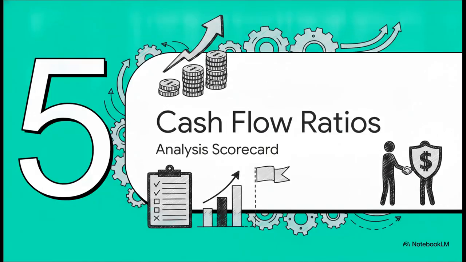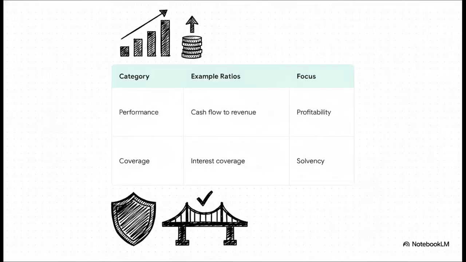Let's move on to Section 5, Cash Flow Analysis Ratios. Now that we have our free cash flow metrics, we need a scorecard to quickly assess performance against competitors. We categorize these ratios into performance, like cash flow to revenue or cash return on assets, which measures operating cash relative to revenue or investments. And then we have coverage, like debt coverage and interest coverage, which measures the absolutely critical ability to meet financial obligations and pay debts. It's basically a toolkit to score everything from efficiency to basic survival.